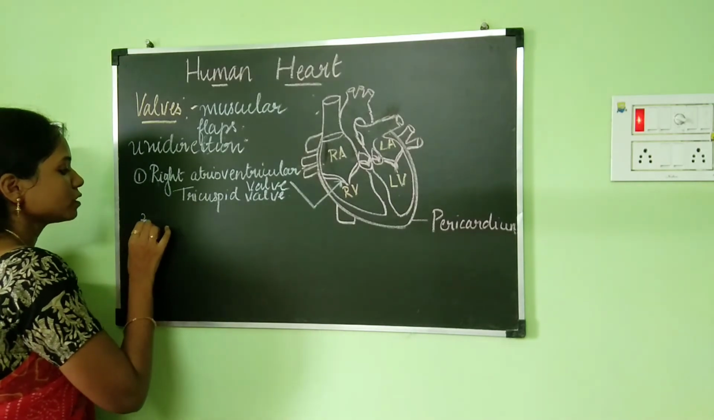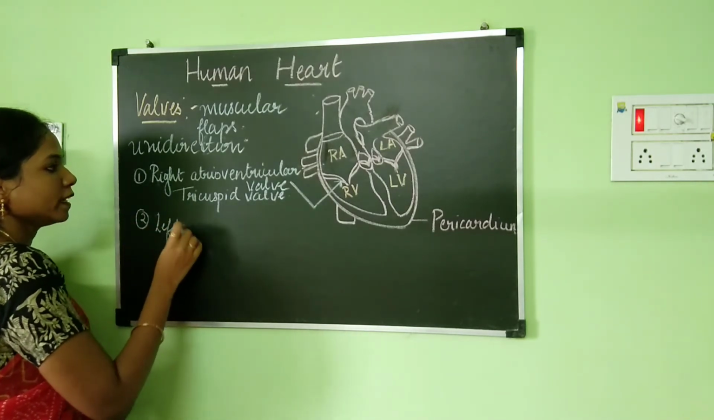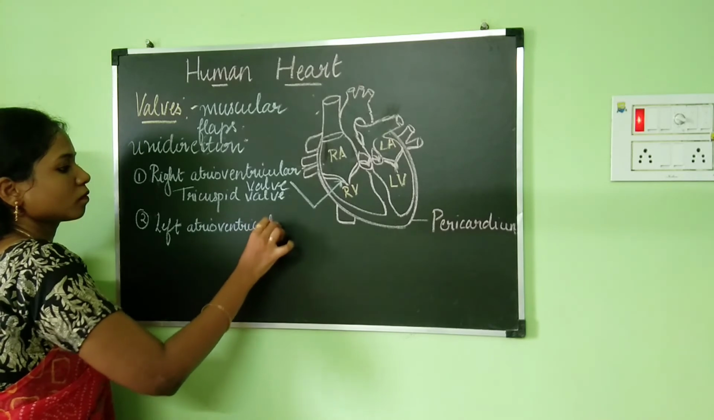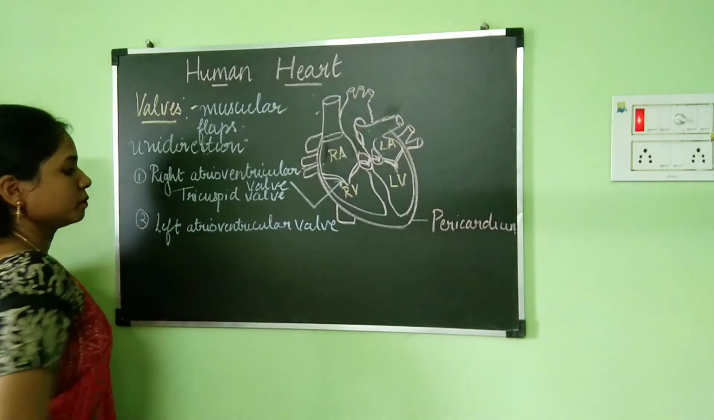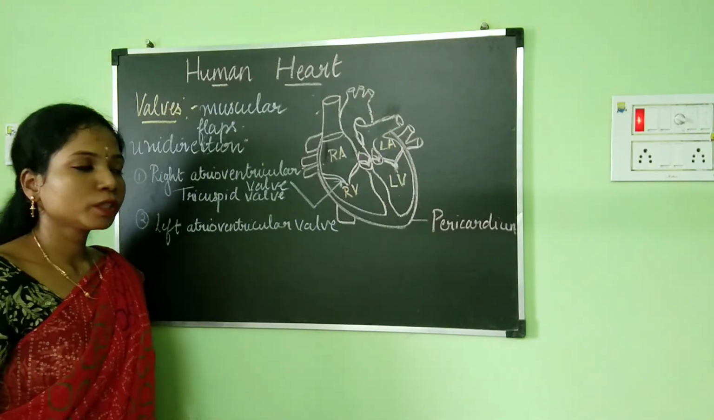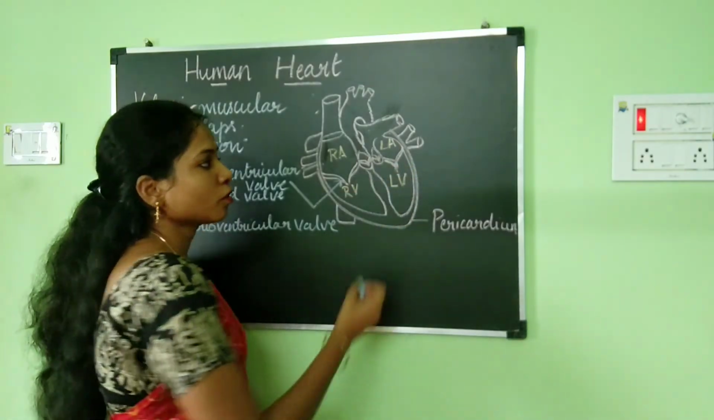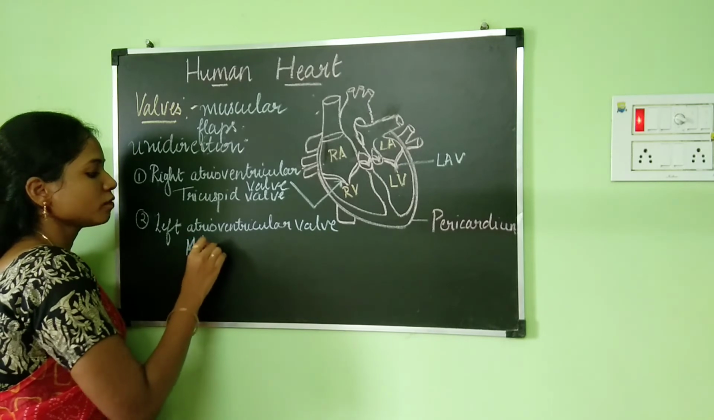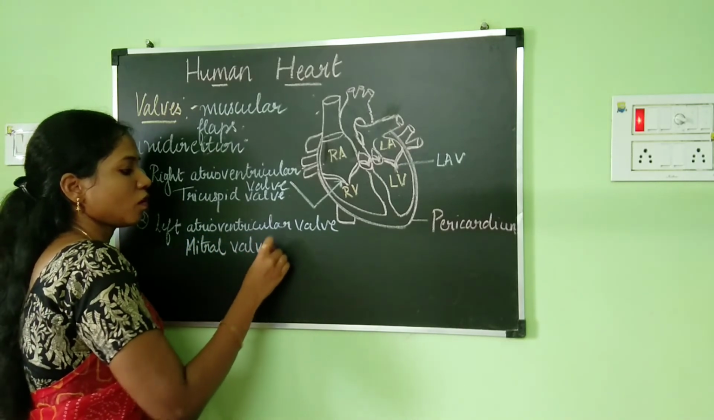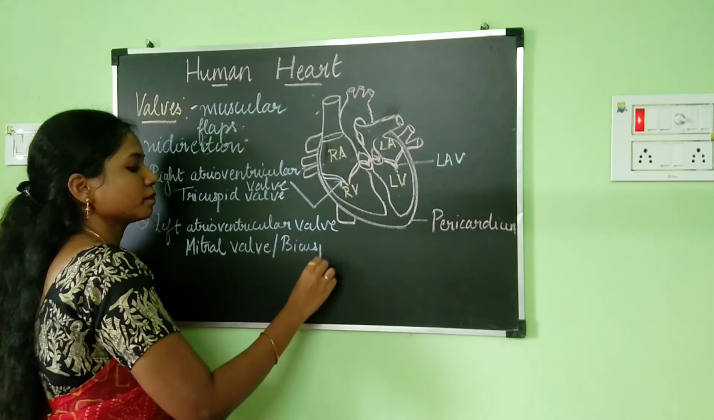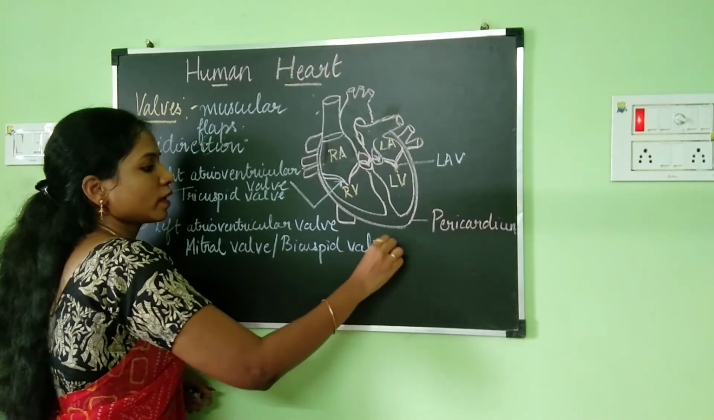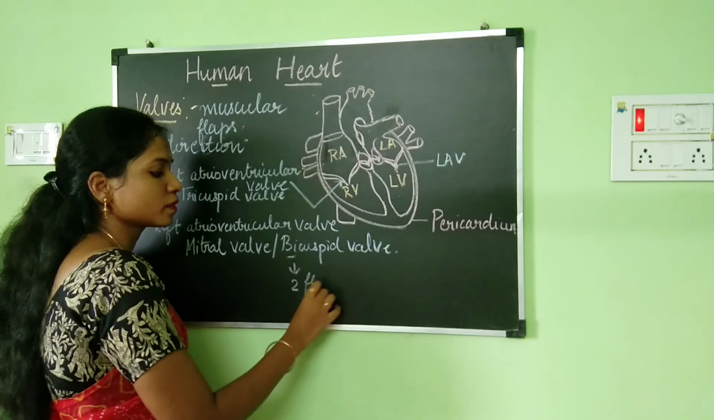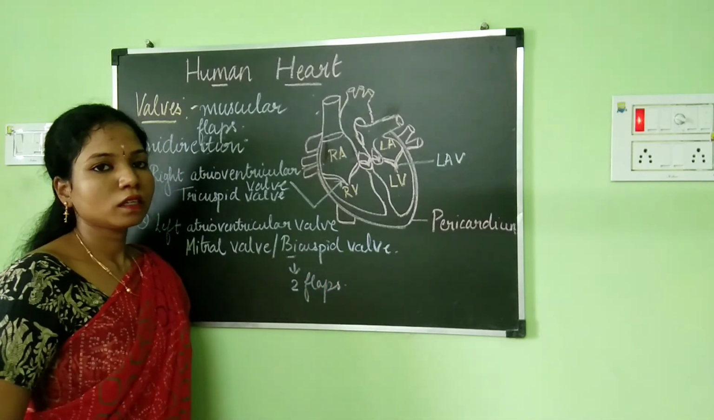Now let's go on to the next valve, which is the left atrioventricular valve. Where is it present? It is present on the left side of the heart. This atrioventricular valve is also known as the mitral valve or the bicuspid valve. Again, why is it called bicuspid? Because it has 2 flaps.